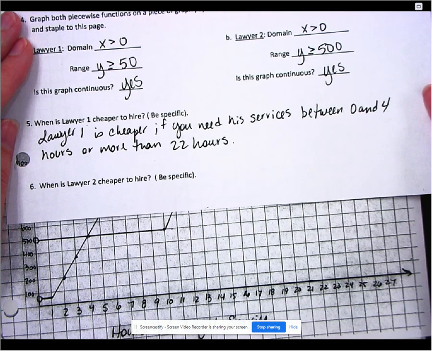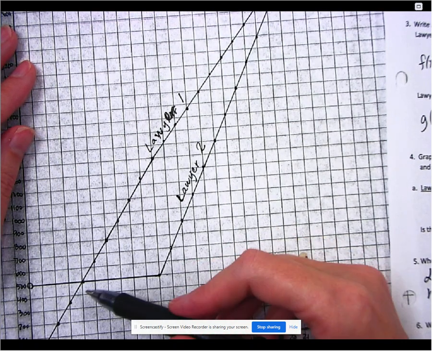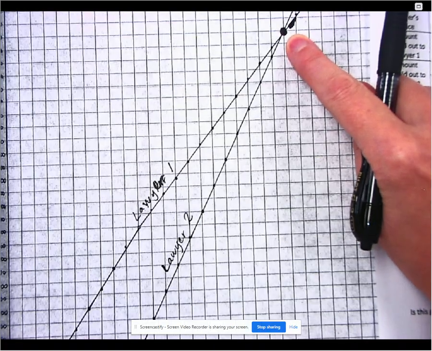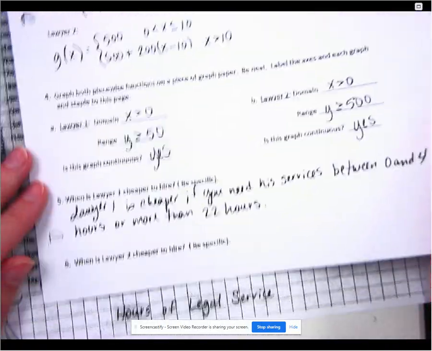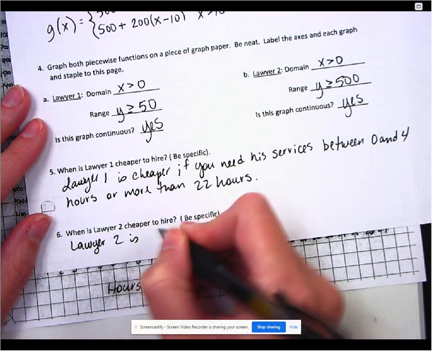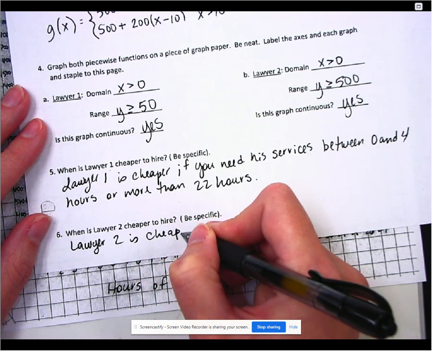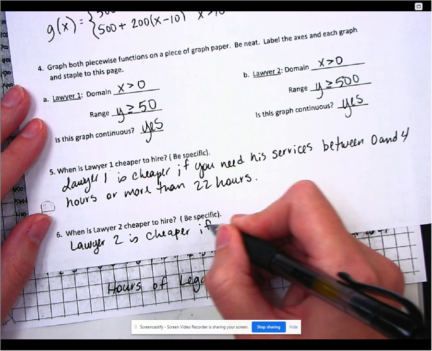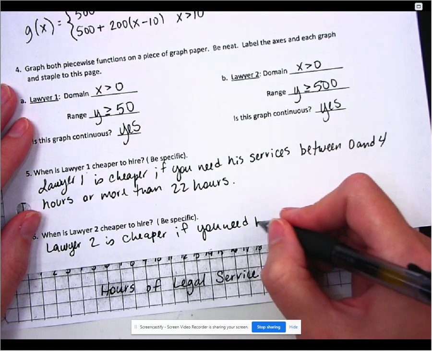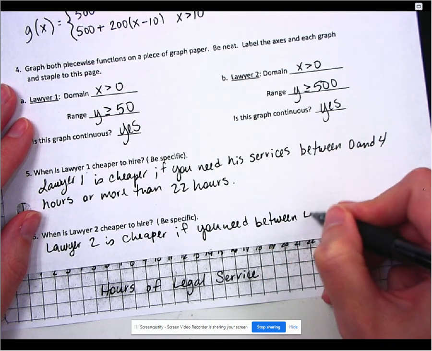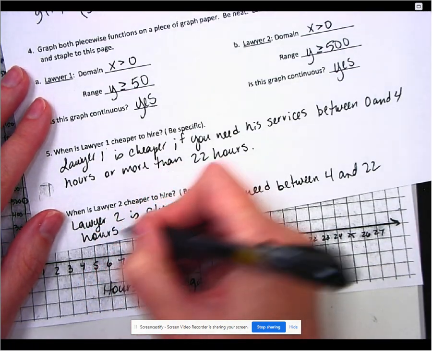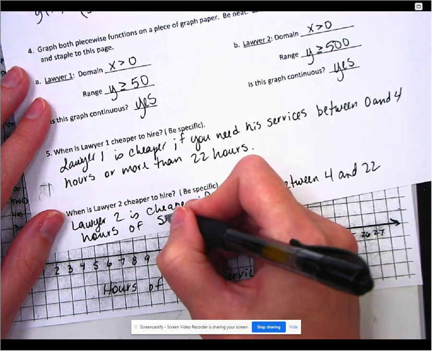Okay, and then for lawyer 2 is graphed underneath lawyer 1 between 4 and 22 hours. So you would say that lawyer 2 is cheaper if you need between 4 and 22 hours of service.